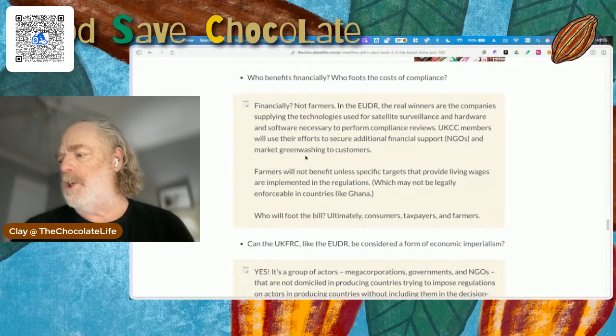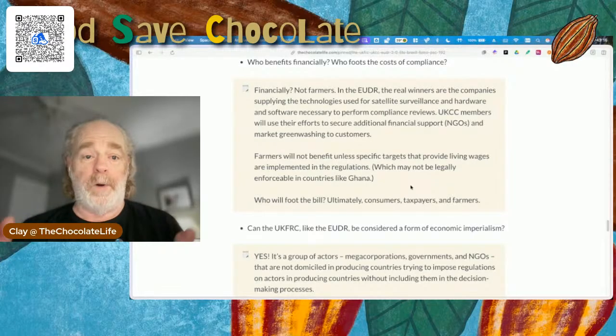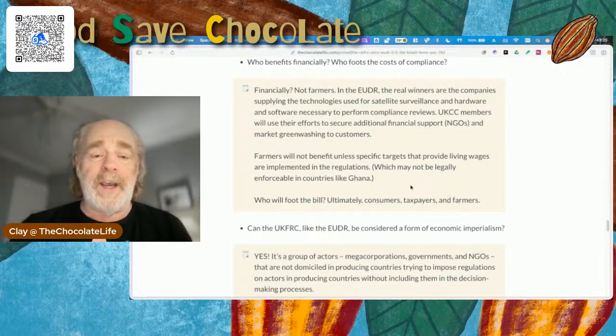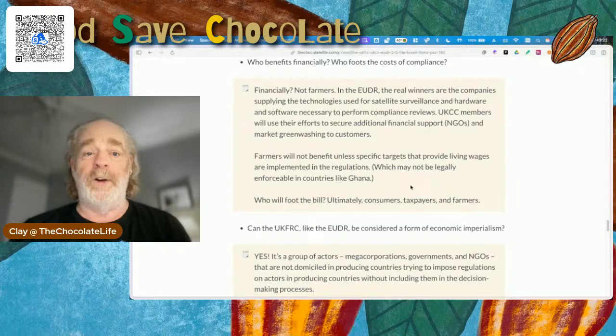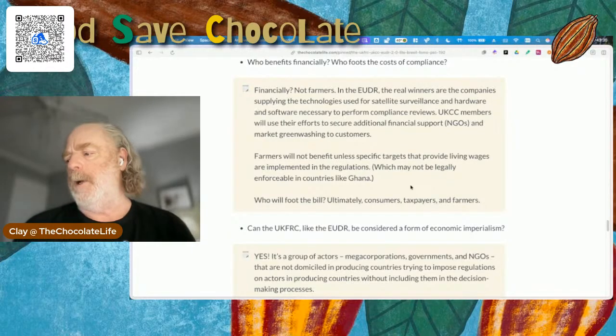So we need to do that. Farmers are not going to benefit unless specific targets that provide living wages are implemented in the regulations. And keep in mind that in a country like Ghana, where prices are controlled by COCOBOD, by the government, the UK government saying, here's a requirement that you pay your farmers X, is likely to be illegal, or if not illegal, unenforceable in a country like Ghana.